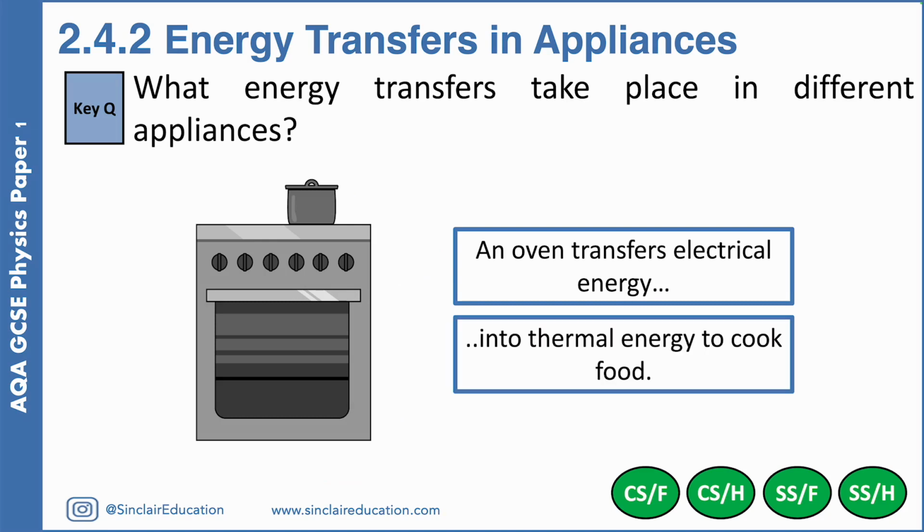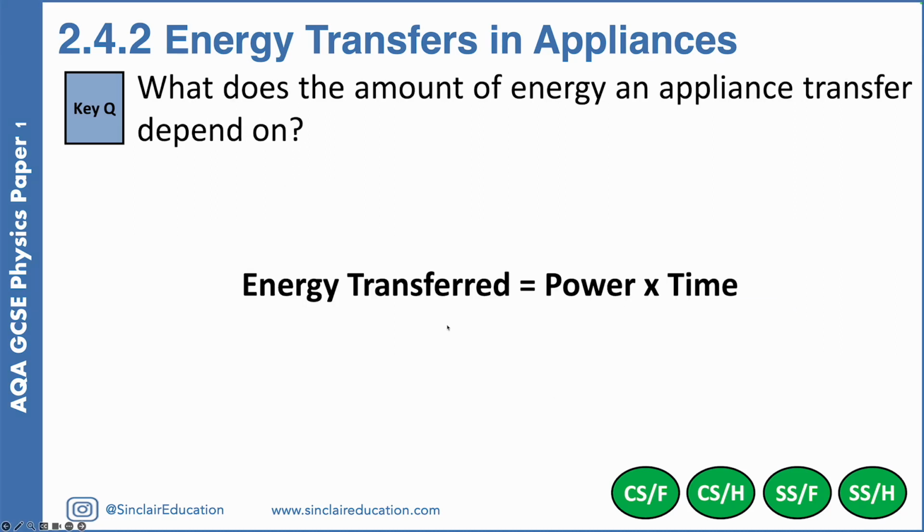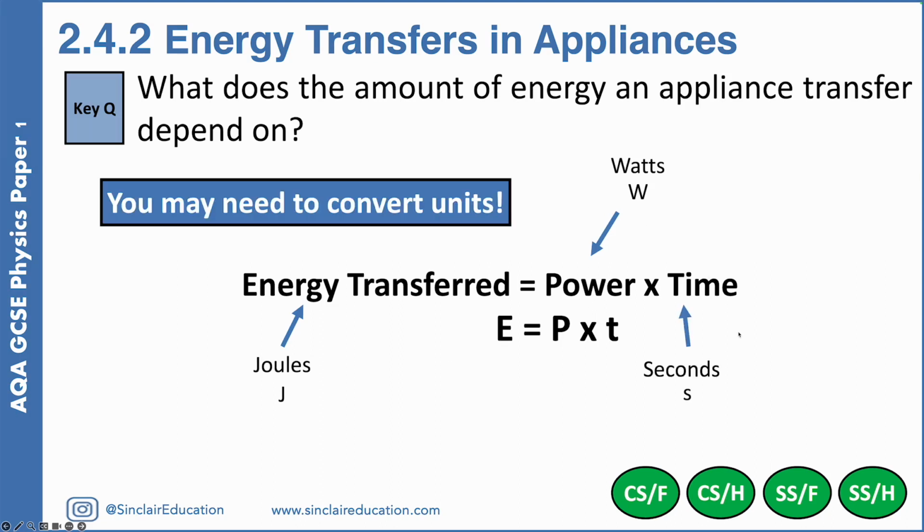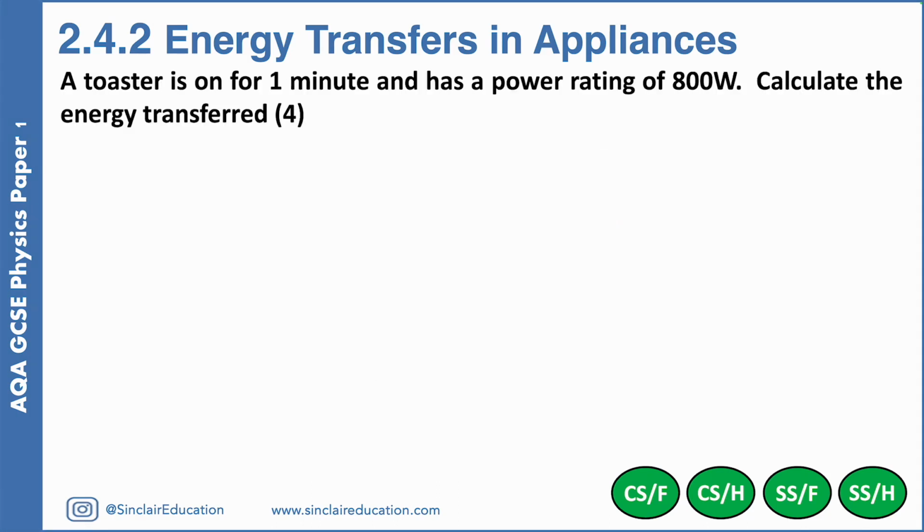Now those are the useful transfers. Linking into energy and efficiency, we are going to have heat dissipated, and that tends to be where the energy will be lost here. So energy transferred is equal to the power of the appliance multiplied by the time that appliance is on for. Energy is going to be measured in joules, while power is back to watts, and time will be measured in seconds. Be wary, just always be on the lookout for those unit conversions.